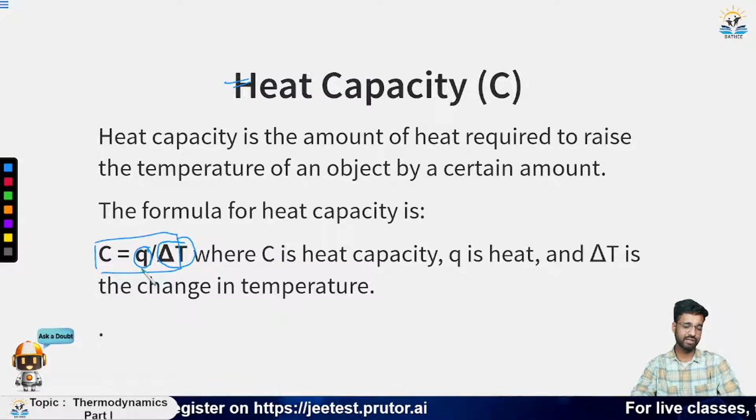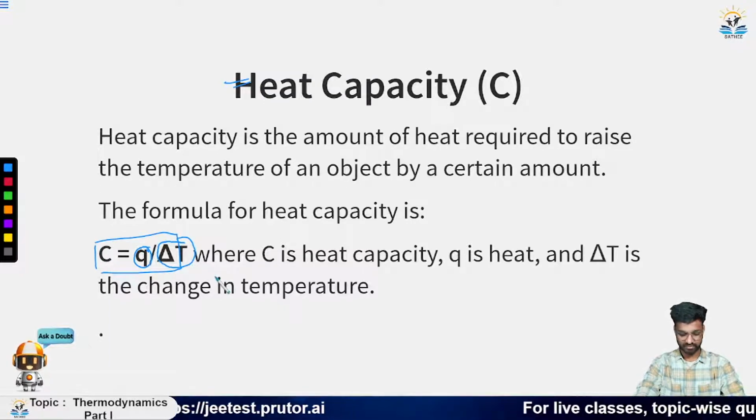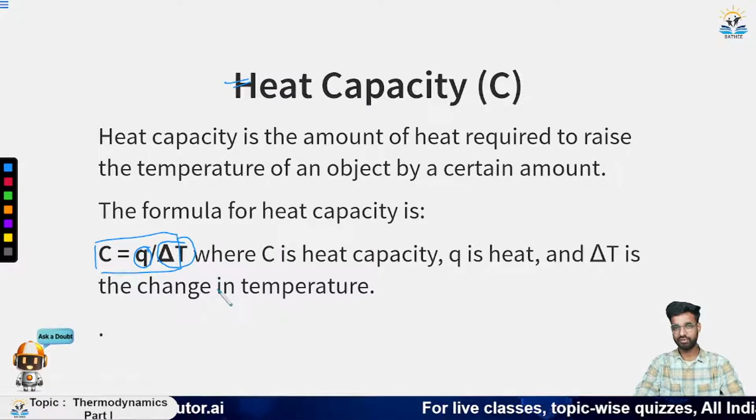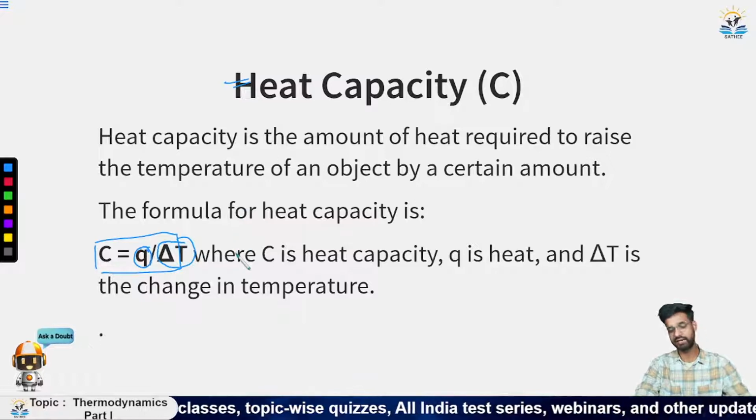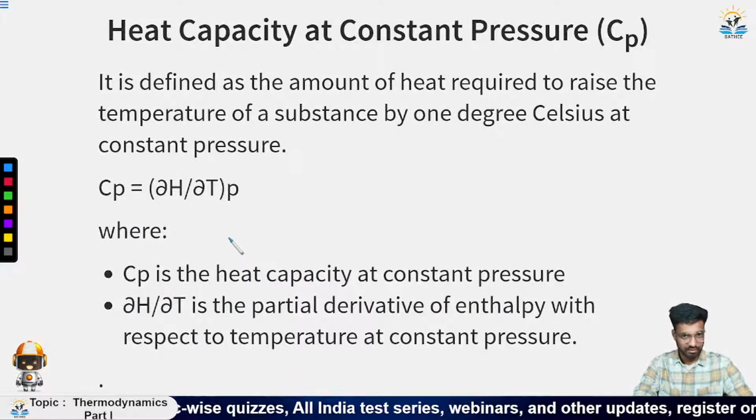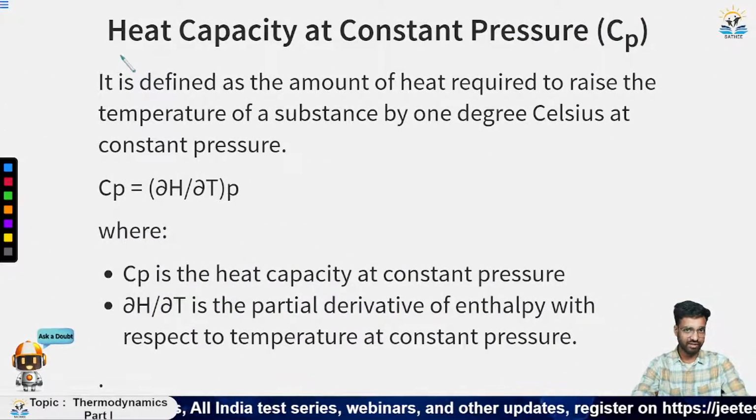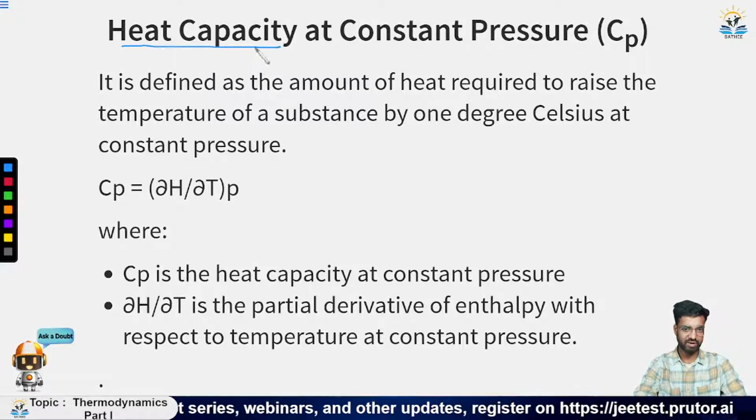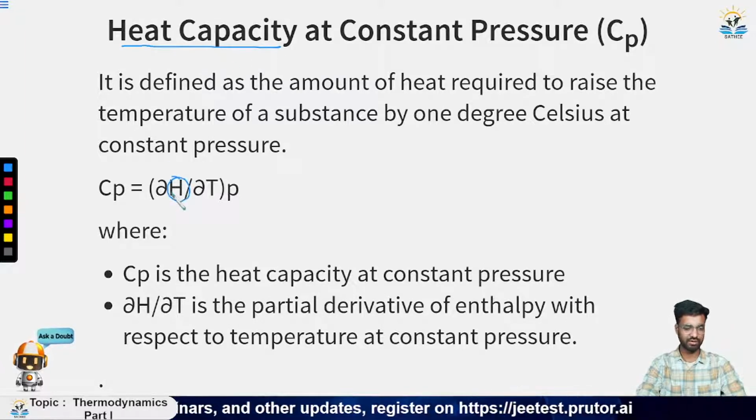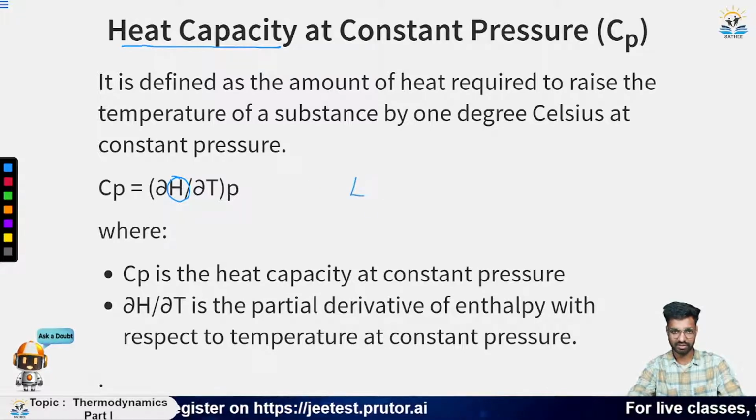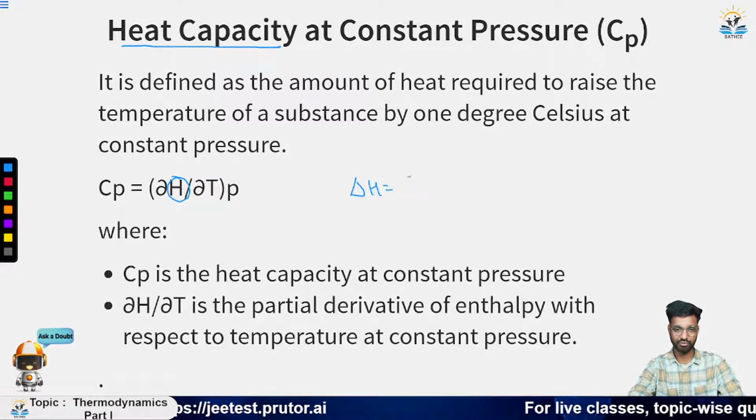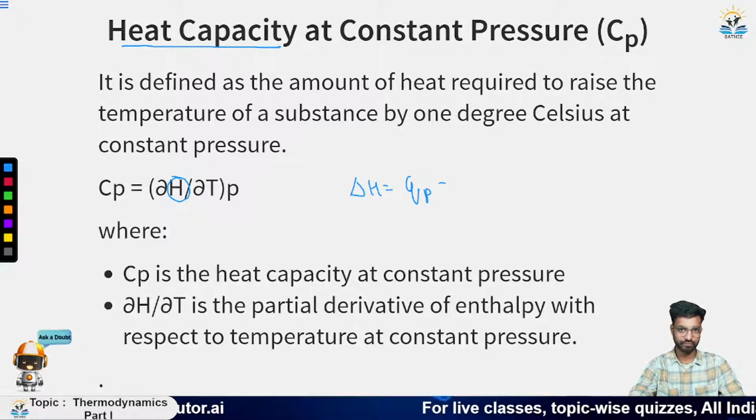Now this C can be for various amounts of substances. It can be for 1 mole, and for that it is called molar heat capacity. If it is for 1 kg, then it is called specific heat capacity. Now we have seen what heat capacity is and what H is. There is a relation between both of these. You have seen this relation earlier also. It was that delta H = QP.